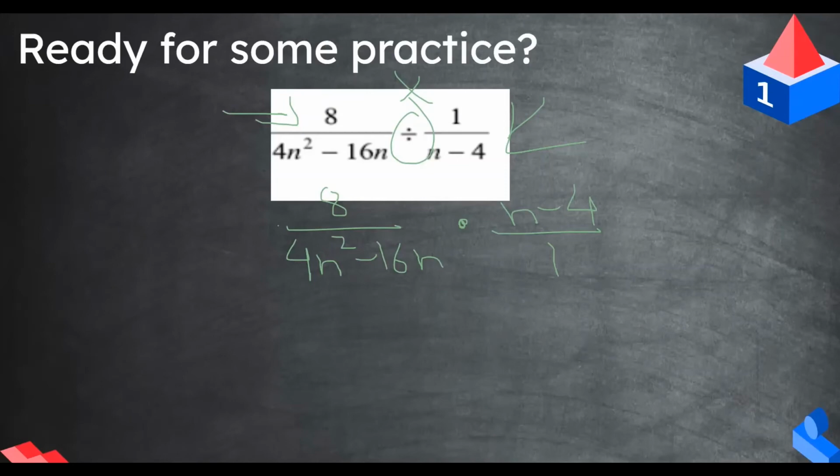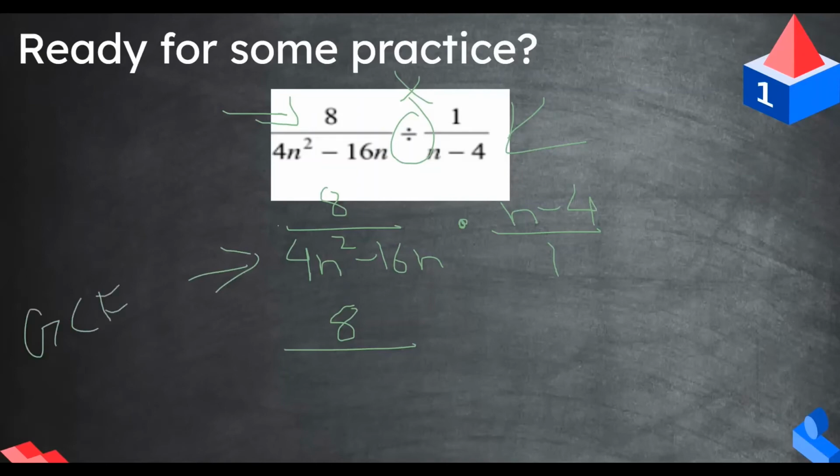So now I'm trying to factor the top and the bottom. The top, I can actually factor 8 and write the factors of 8 in there, but I'm not going to do it. I'm just going to keep it as 8. So let's factor the GCF. What is the GCF of this expression in here?